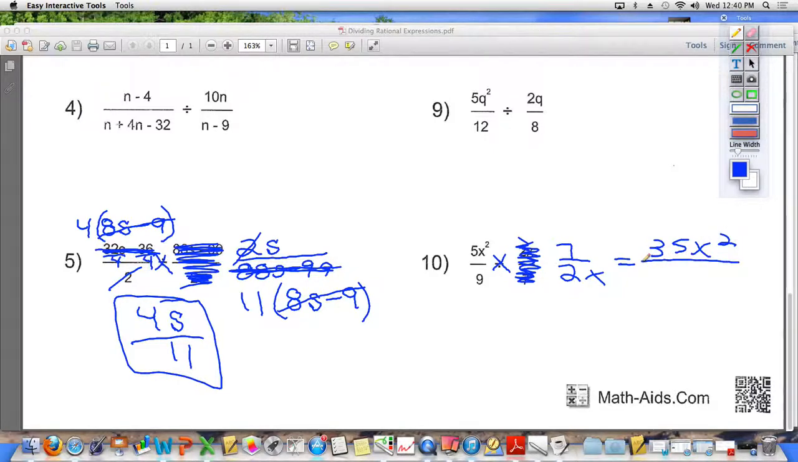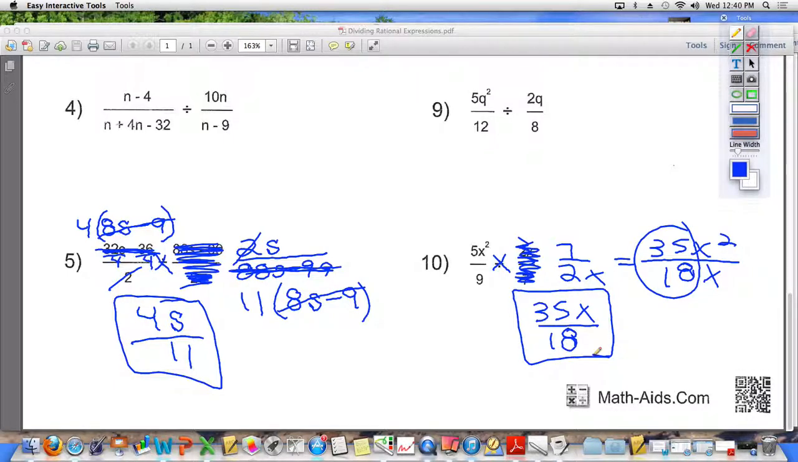Can't you take one x out first? Yep, you can. You certainly can take x's out to begin with. I'm going to wait until the end, but you don't have to do it that way. 9 times 2x is 18x. Check to make sure that 35 over 18 is or isn't reducible. I don't believe that it is, so you're going to end up with 35 over 18. But if I have x squared on the top and an x on the bottom, what do you have left over? 35x over 18. Excellent.